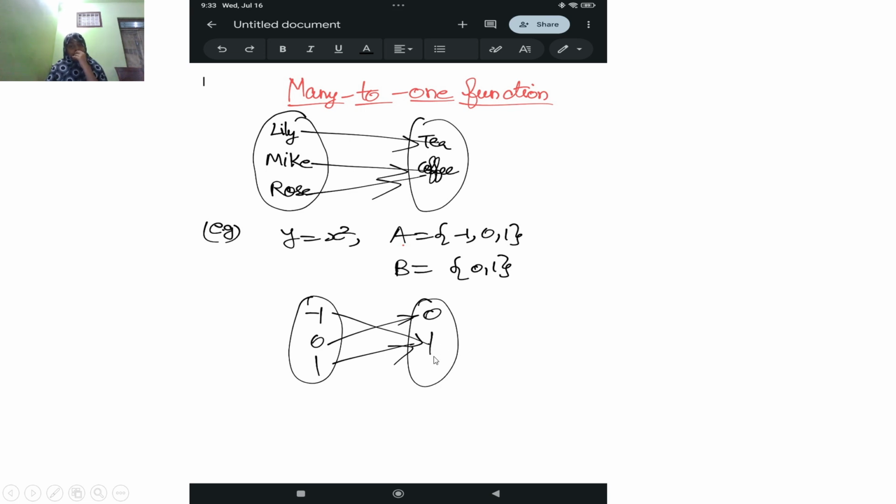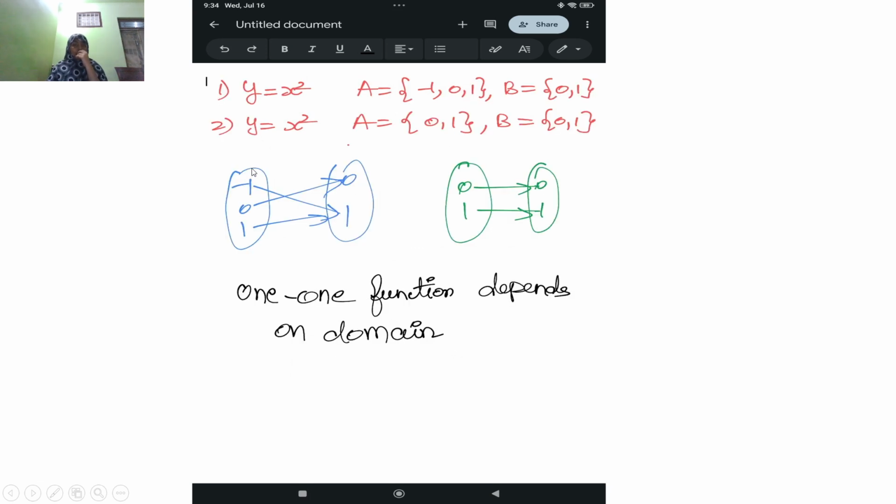Minus 1 is also going to 1, 1 is also going to 1. So what is happening? Minus 1 and 1 are sharing the image 1 over here. So this is a many to one function. See this blue diagram and a green diagram. The codomain is the same for both: 0, 1.